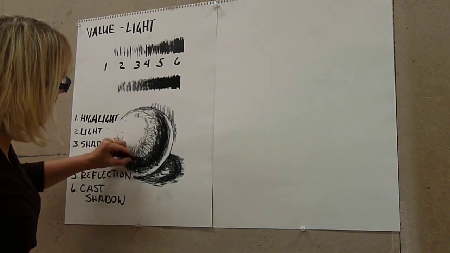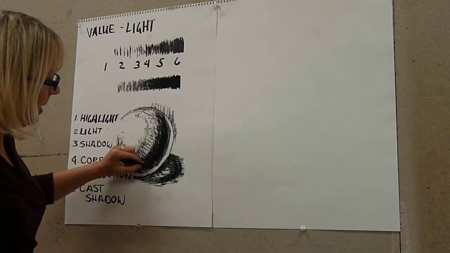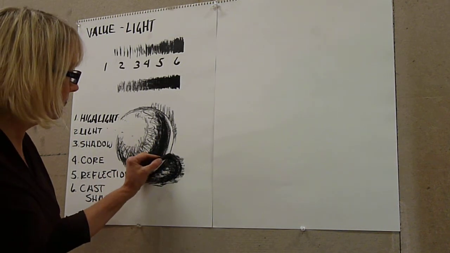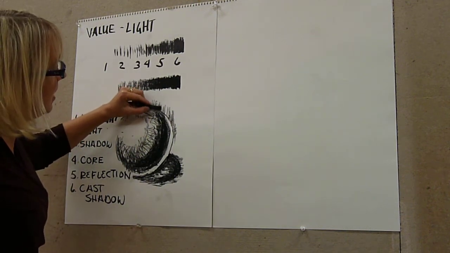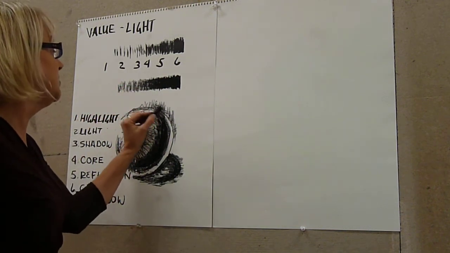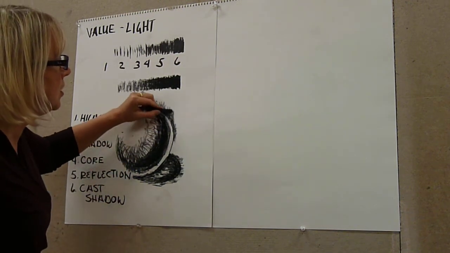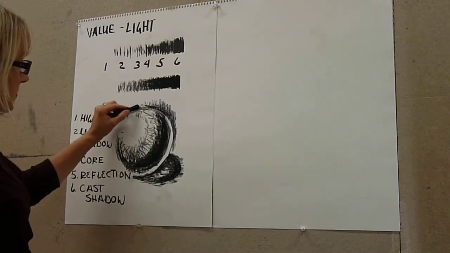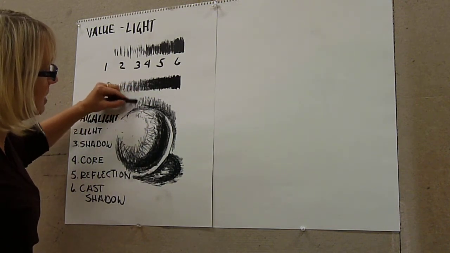I will get my number five values, which would be in the shadow or the core. I might find a number five or number six value in the cast shadow. So I'm using two ways to define the value as I'm looking at it. I'm using a numerical value scale, and I'm using words like quarter tone, half tone, three-quarter tone, cast shadow, reflection, bounce back light.